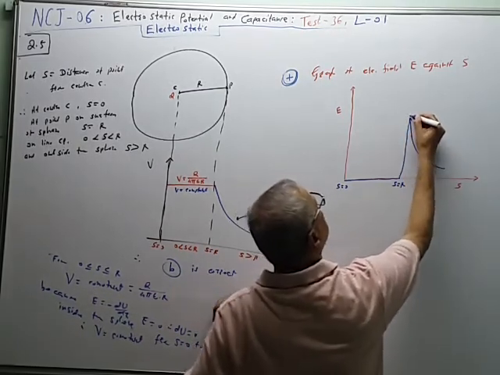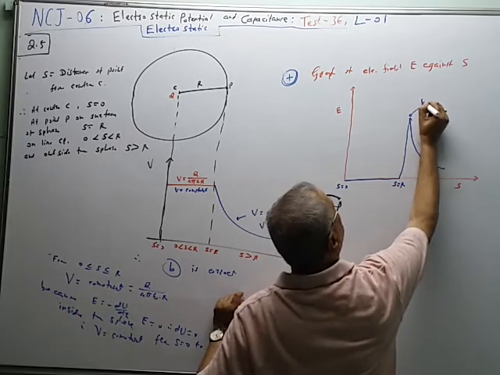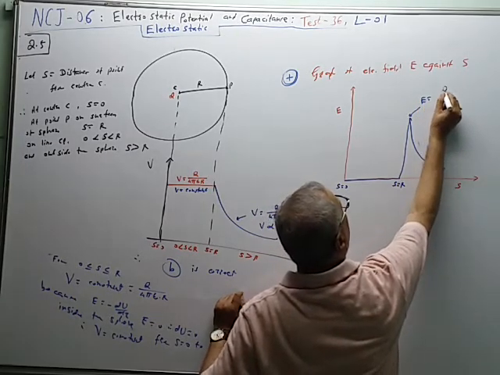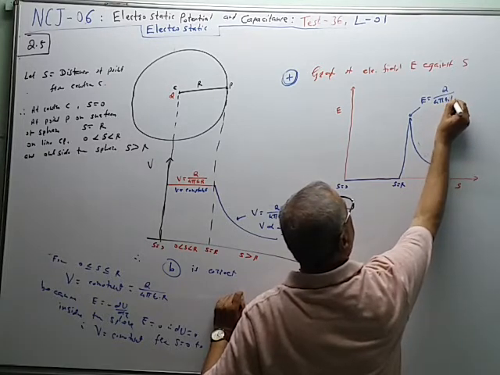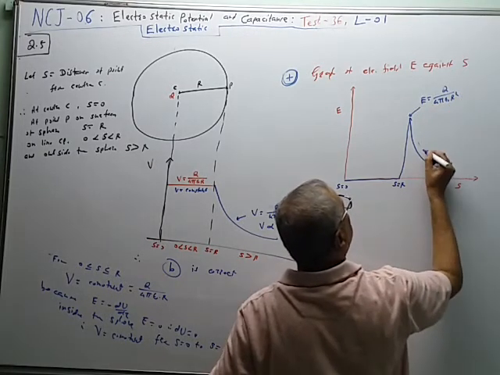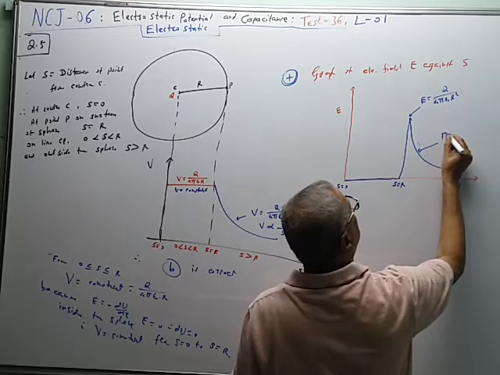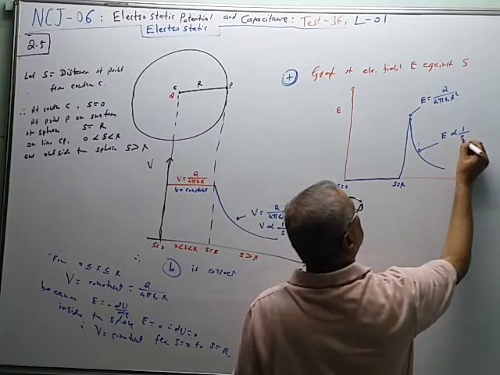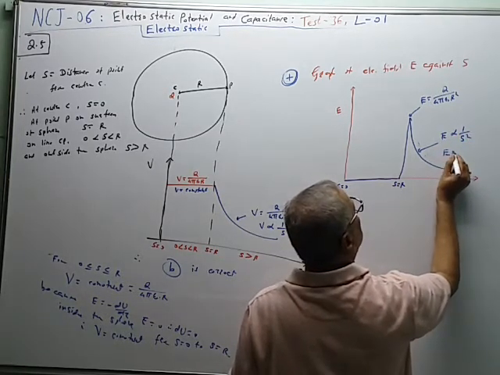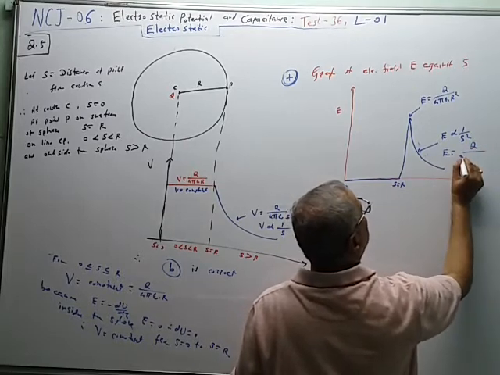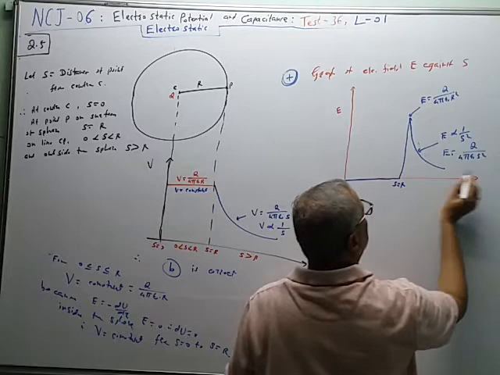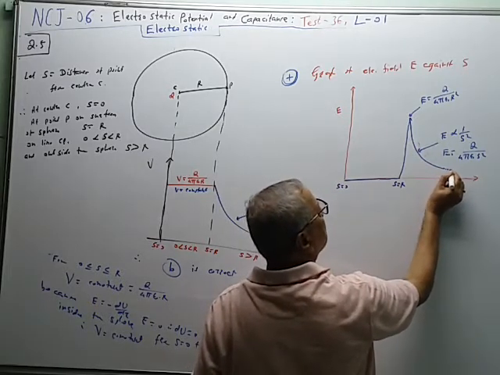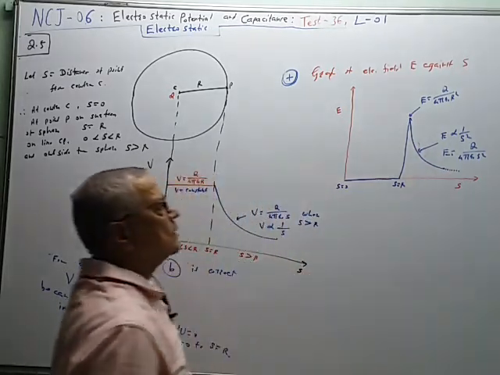So at this point E is equal to Q upon 4 pi epsilon naught R square, and E is inversely proportional to S square. E is equal to Q upon 4 pi epsilon naught S square. So electric field decreases like this.